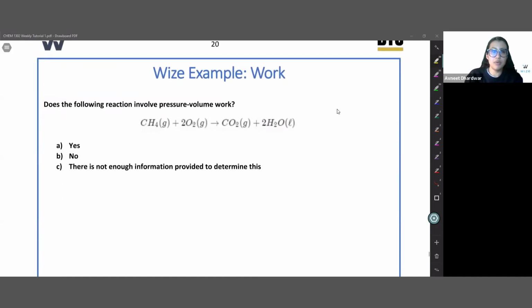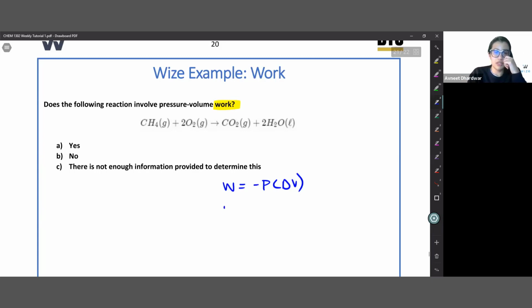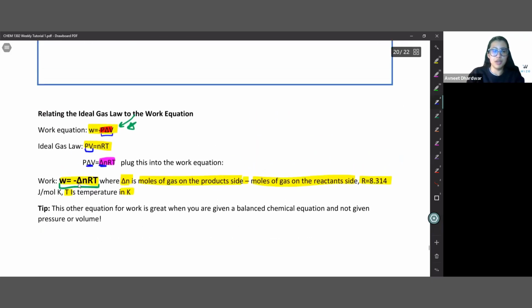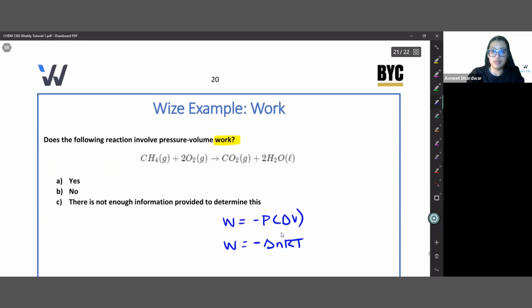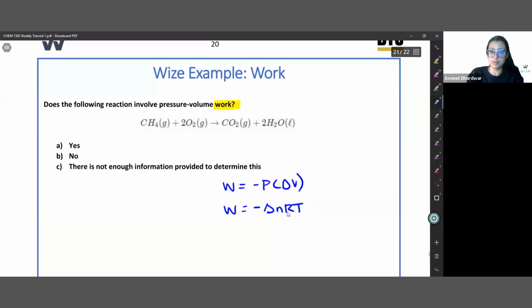Does the following reaction involve pressure, volume, work? So if you see that first, you're like, okay, this is asking me about work. I know how to do this. You're thinking, okay, I know an equation for work. It's negative P delta V. And then you realize, okay, wait a second, there's no pressure, there's no volume here. So I definitely can't be using that equation here. So then you remember, okay, there's another equation we can use that's negative delta nRT that we just saw over here. We just took delta nRT instead of PV, and we get this new equation.